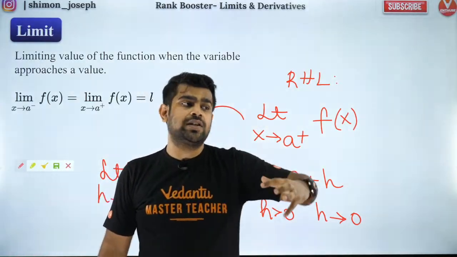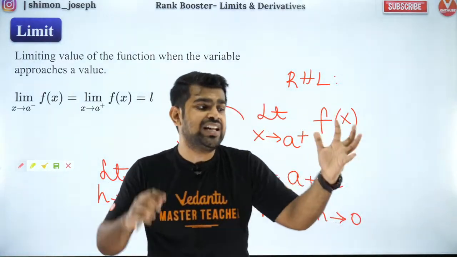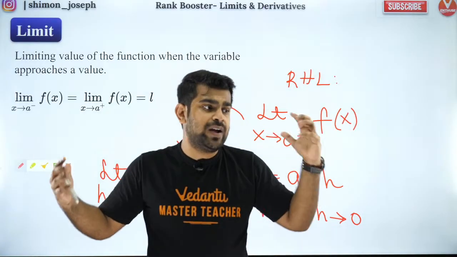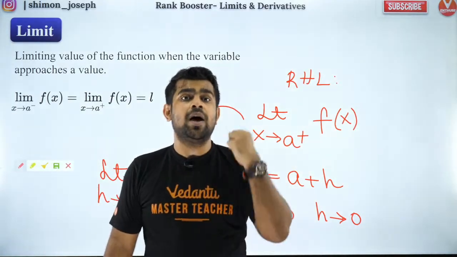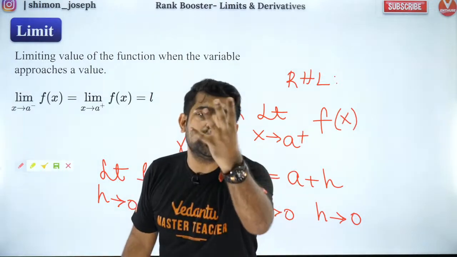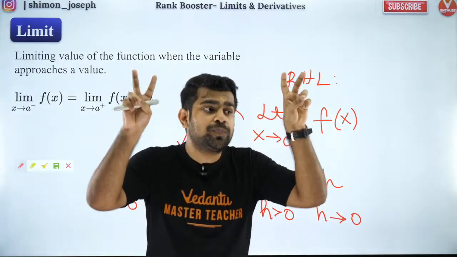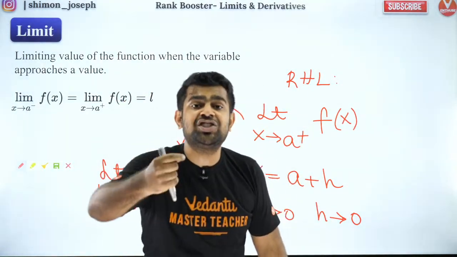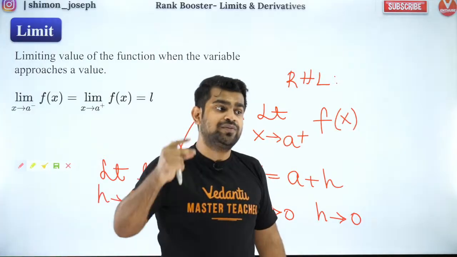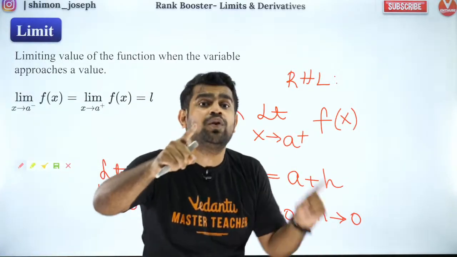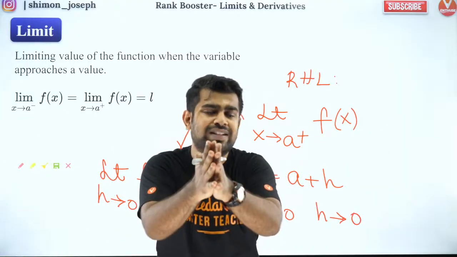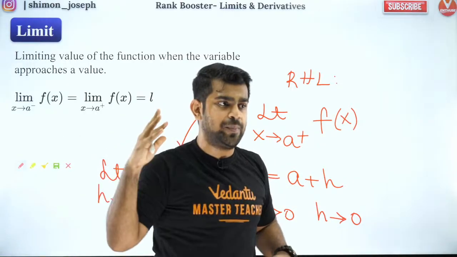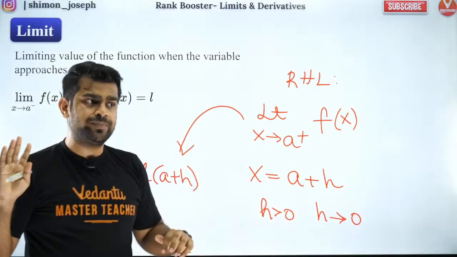In what cases will I have to use LHL and RHL? Whenever you have fractional part of x, greatest integer function of x, modulus function, square root function, and at those points where the function changes behavior. If that is the question, then I have to find LHL separately, RHL separately, then find out whether they are the same, and only then I can tell my answer. Are you all clear with it?